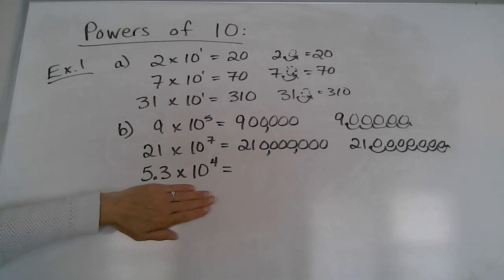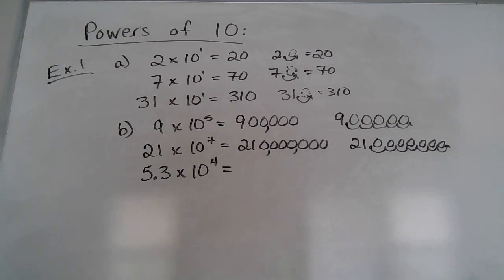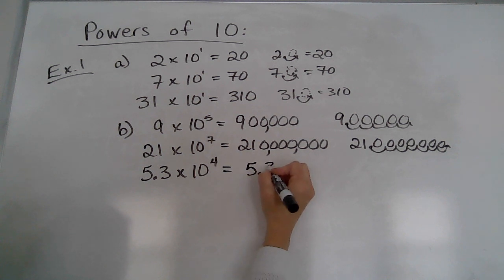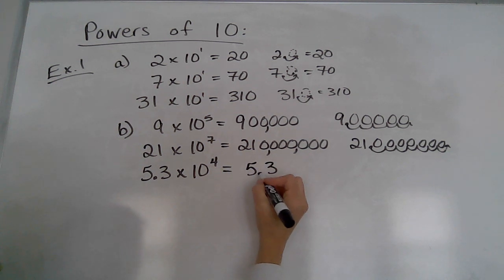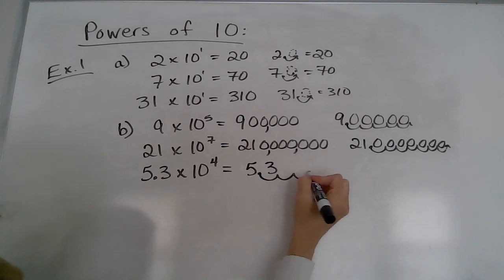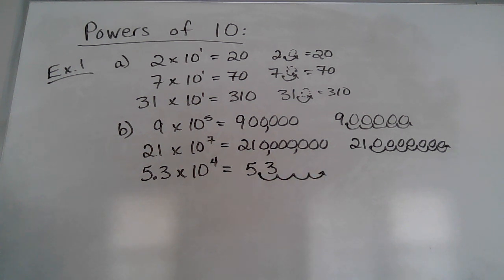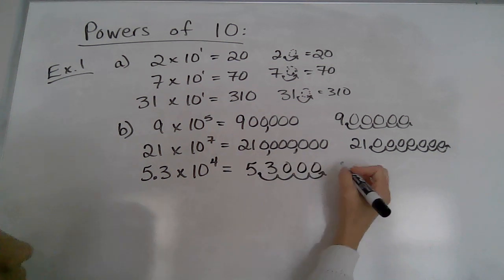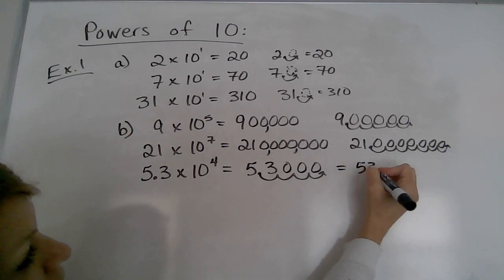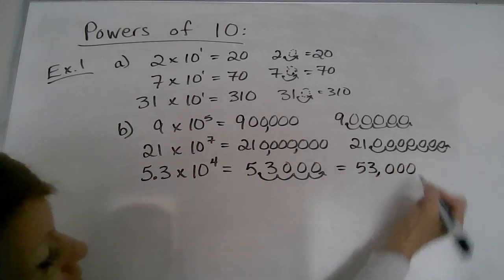All right, so now how does that help us with this one? Well, what that does for us with this one is it sets up a method to find the answer. If the decimal is sitting right here, and we need to move it 4 times, now we're only writing 3 zeros. And the answer is 53,000.